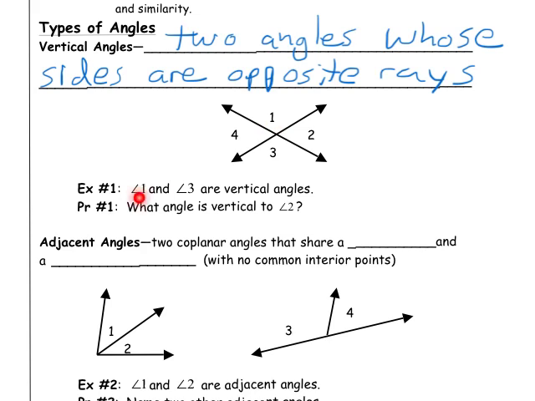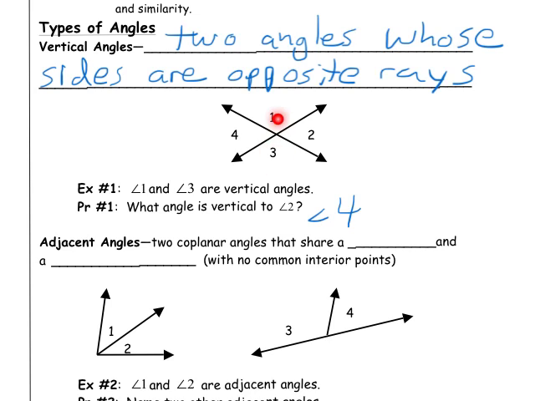So example 3 here says 1 and 3 are vertical angles. And then, could you tell me which angle is vertical to 2? Well, it's the one right opposite of it, so it would be angle 4. So that's a vertical angle. We're going to use those a lot in geometry. You'll see those a bunch. So just remember that. Call them vertical.